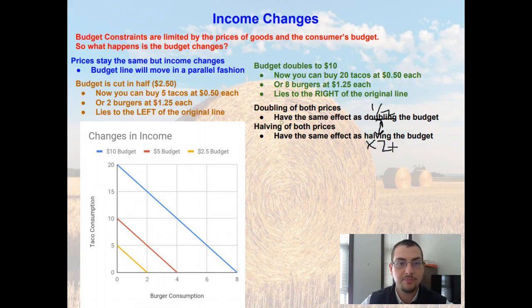So just to recap, if the budget increases, the income increases, that line moves outward in a parallel fashion. If the budget decreases, if that income decreases, it moves inward in a parallel fashion. If we increase the price of both goods at the same time, both of the goods increasing by the same percentage, it would have the same effect as if you were decreasing the budget. Whereas if you decrease the prices of both goods by the same ratio, same percentage, it would have the same effect as if you were increasing the budget.